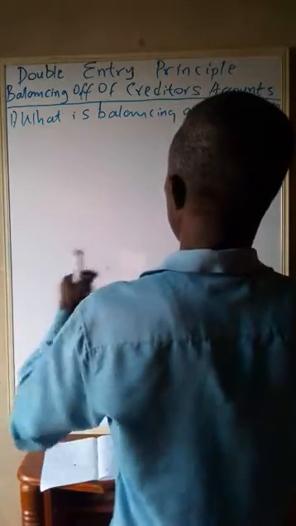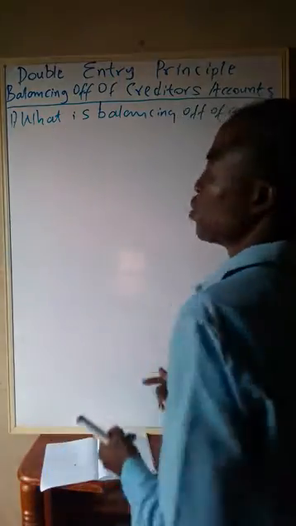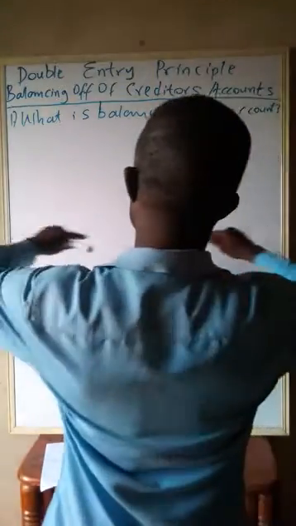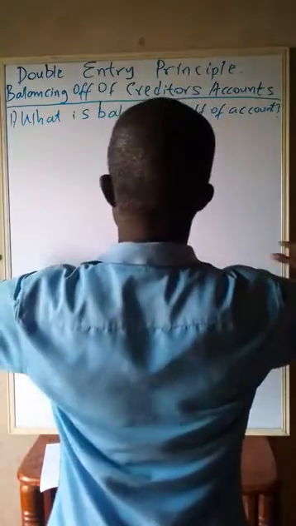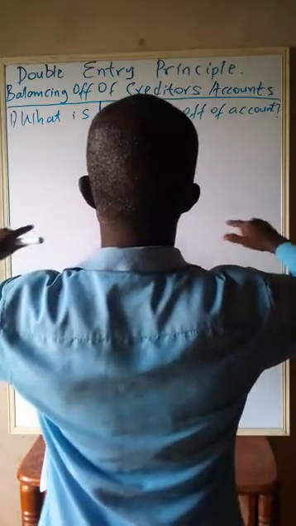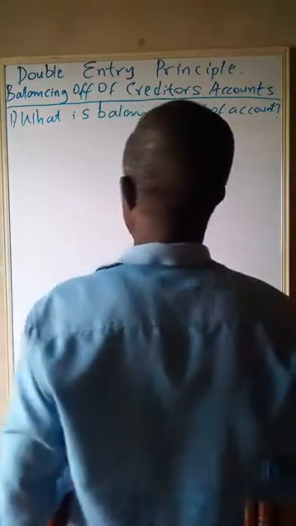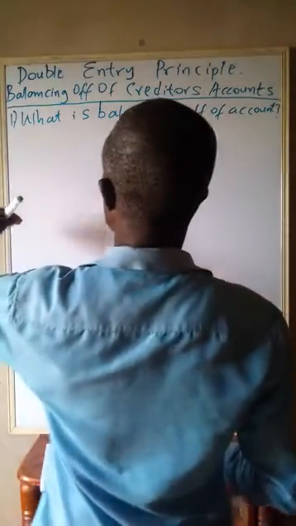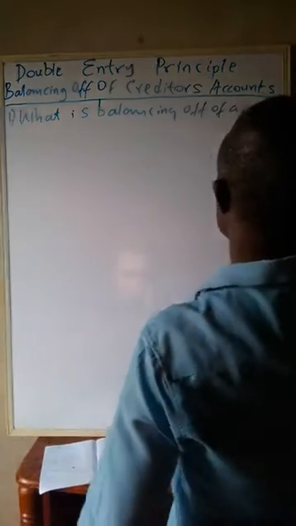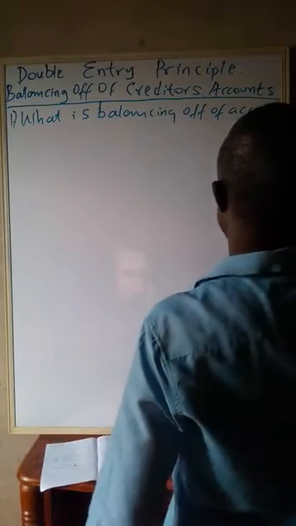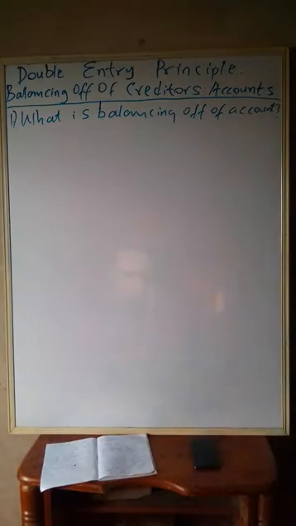That's balancing of accounts. When it involves a single transaction, you just draw a double line underneath the total figure of the two sides. If it involves more than one transaction, you put a single line above the total figure and a double line underneath the total figure. On the credit side also, a single line above the total figure and a double line underneath the total figure. That is balancing of accounts.